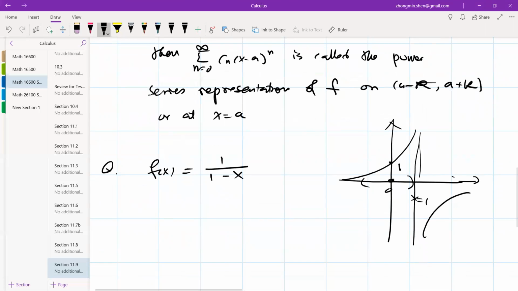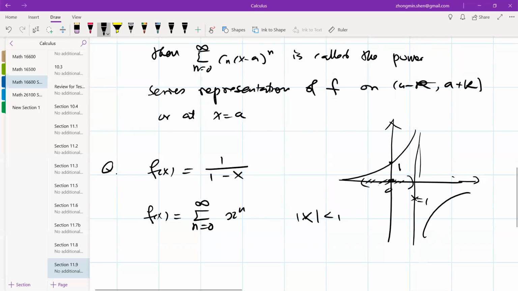So we know that f of x equals the sum of x to the n for |x| less than 1. So this is a power series of the function. But that only covers that area, right? You will say, how about something else, away from that point?